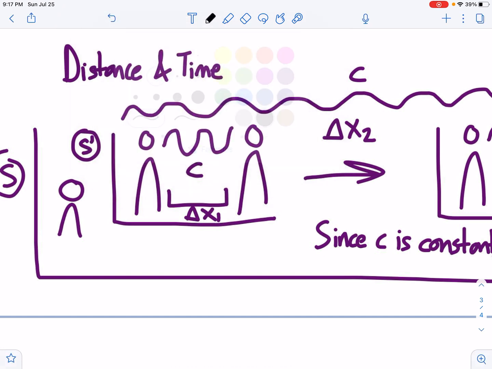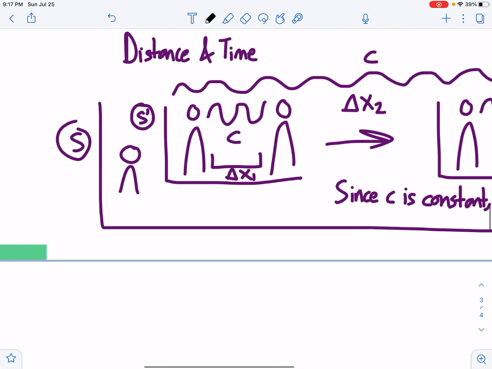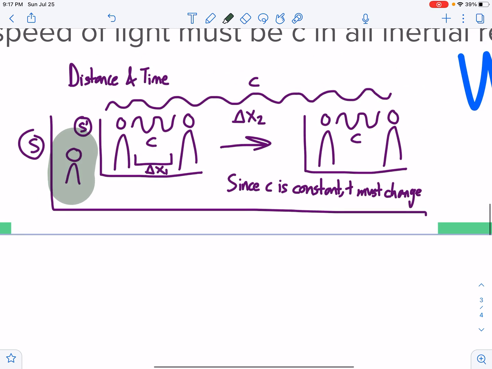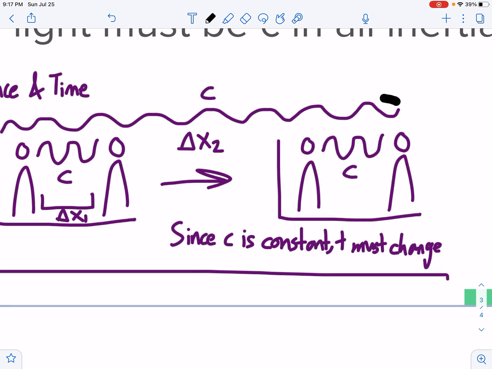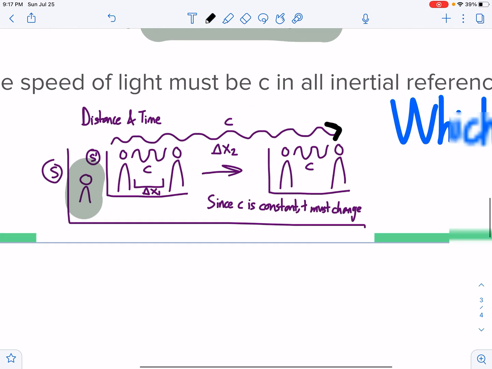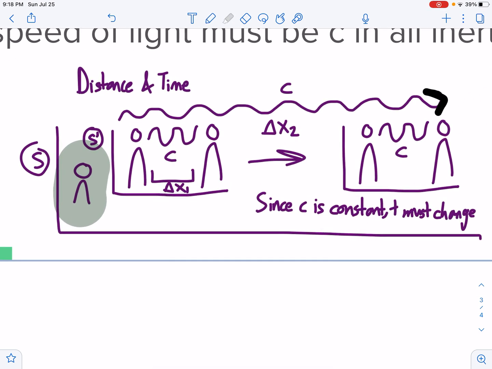We see that if an observer is staying stationary in frame S, they see the beam going at speed c to be traveling this far. But if there's another frame of reference, frame S prime, going at another speed, they still perceive the light between them to be traveling at the same speed. However, the distance between them is much smaller than the distance that the light travels for the first observer.